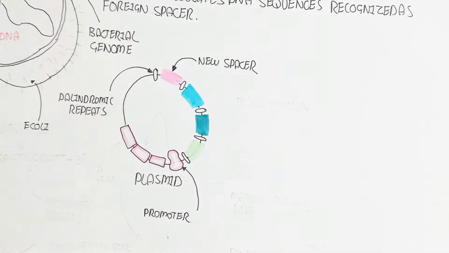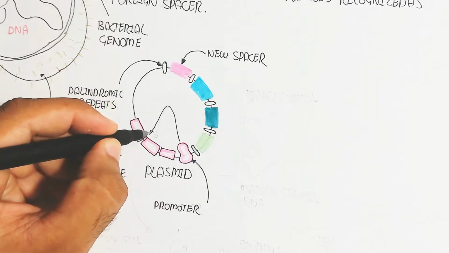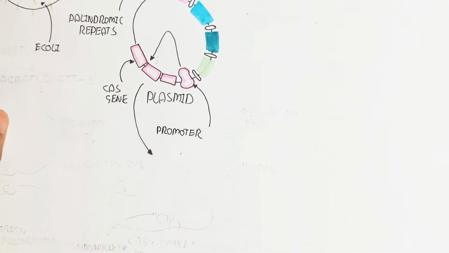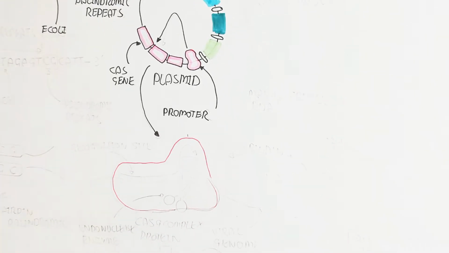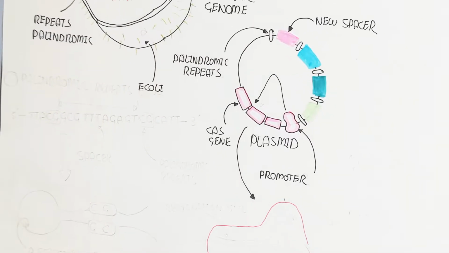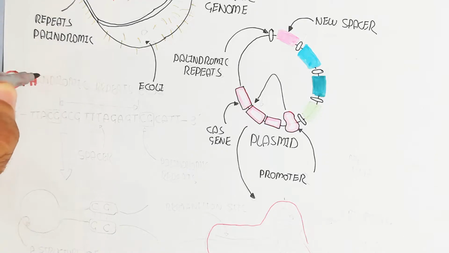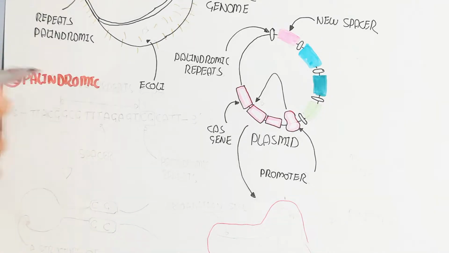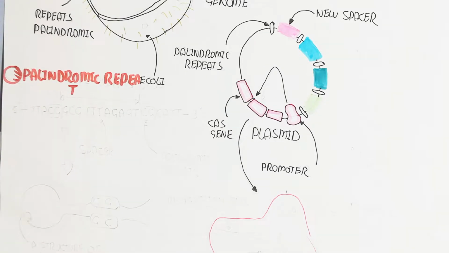So after this, when the new spacer binds, in this way the new spacer will also replicate but also be transcribed, and the transcription will lead to producing the mature CRISPR RNA, while the Cas gene will be expressed through the promoter activation to produce a Cas9 complex. So in this way, here is the plasmid, extra DNA in the bacteria, and this is the palindromic repeat.